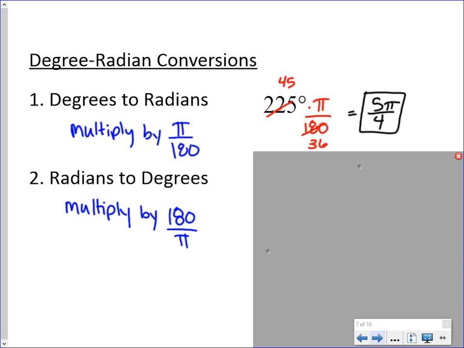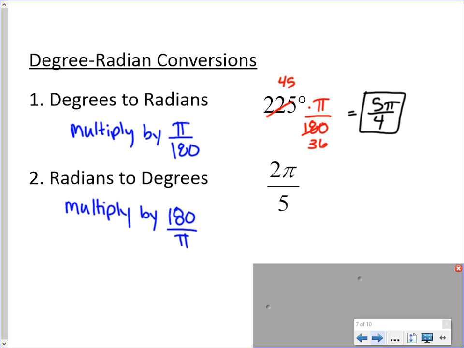Now, that's one of those that's on that circle. It's one of them that is like the 45, 90 special right triangle. So by the end of the chapter, you're not going to need to actually do the conversion on that. You're going to know 225 is 5 pi over 4. But when in doubt, you can always multiply by pi over 180.